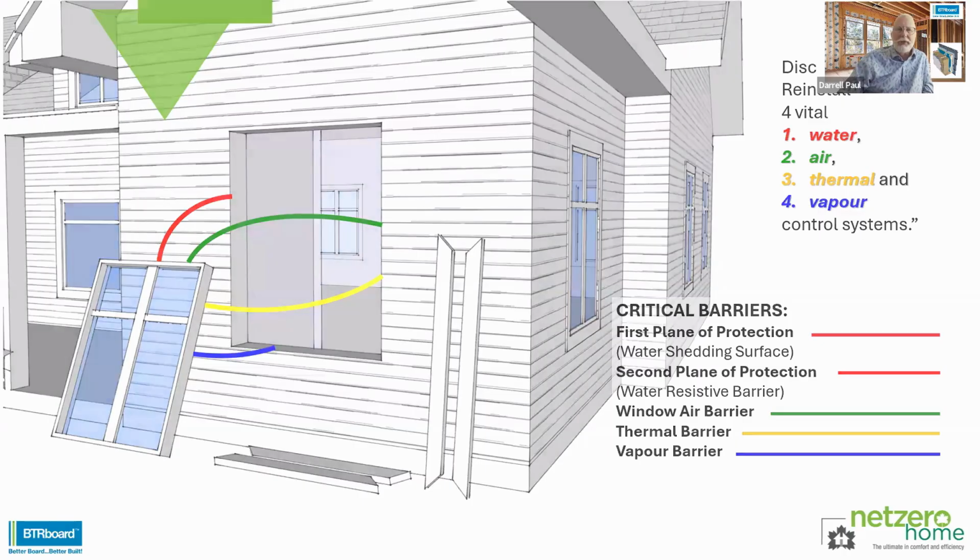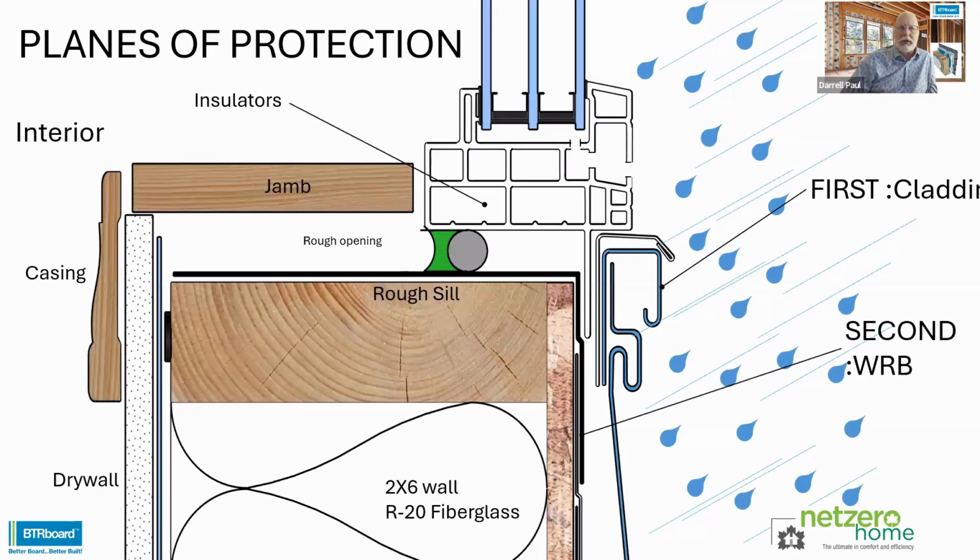So to help us understand that, let's have a look at a cross section of a window. So here's a typical flanged window. You can see that it's got a couple of components here that we need to focus on.